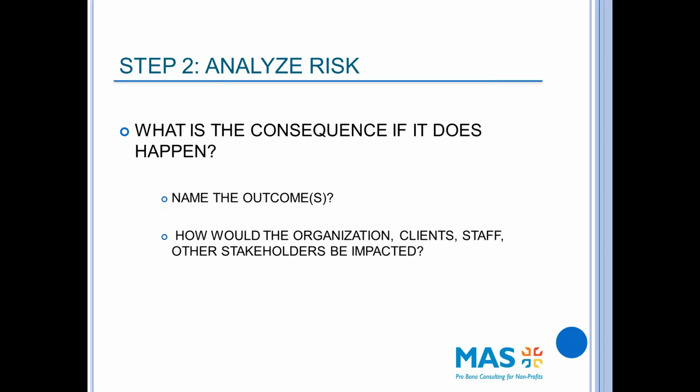So it's to think about what is the outcome if that bad thing happened, and think about it not just in terms of the organization, but also in terms of what would happen to clients, to staff. So who is impacted if that bad thing happens? And just record, as we'll see when we look at the risk management framework, a note of what the consequence is if that were to happen. So that's the second piece of analyzing risk.